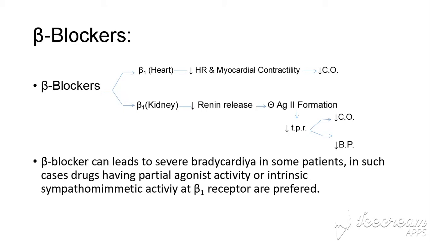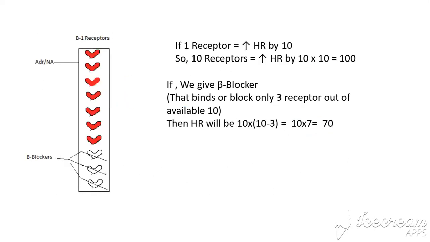But a few patients are very sensitive to beta 1 blockers and it will cause severe bradycardia. So in that case, we need specialized beta 1 blockers, or we can say beta blockers with intrinsic sympathomimetic activity. We can take a mathematical example of how beta blockers work.